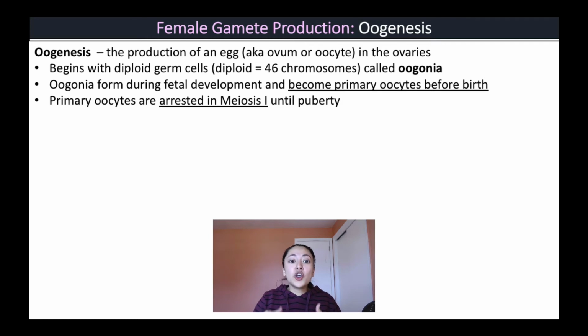Oogonia form during fetal development and become primary oocytes before birth. The primary oocytes, however, are arrested in meiosis 1 until puberty. So a lot of people have the misconception that we're born with all the eggs that we're ever going to have. Well, these aren't really truly eggs yet because they haven't completely gone through all the steps of oogenesis when you're born. However, you are born with cells that have already begun the process of oogenesis.